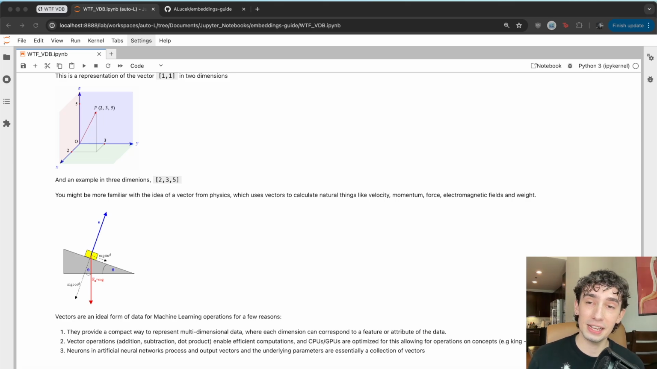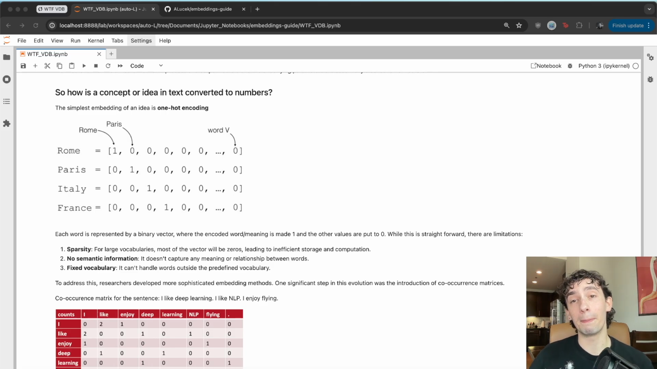But that doesn't answer our question of how we are actually able to encode the meaning of an idea, a concept, or some piece of content, like a blog post or a PDF document, into a vector. And so I've put together a bit of an abridged timeline of how people have started to think of putting together vectors that can represent ideas.